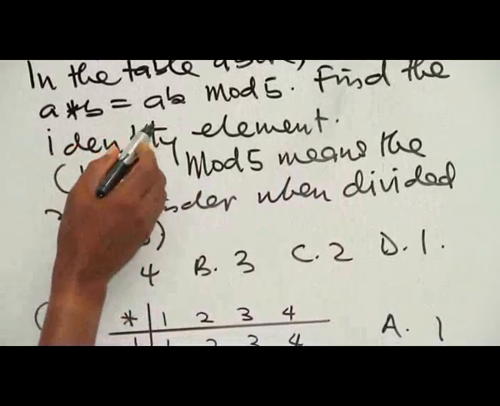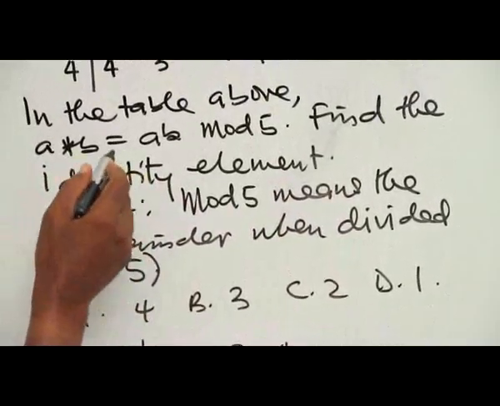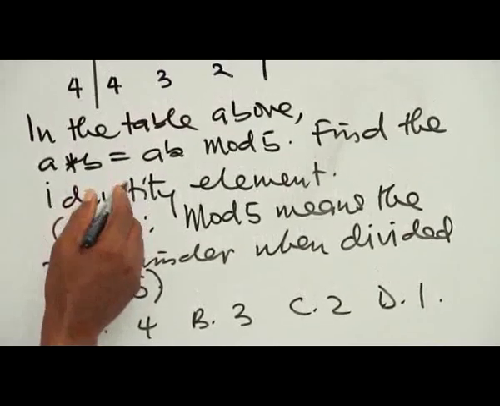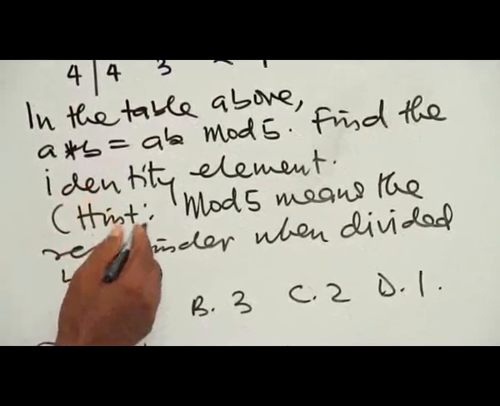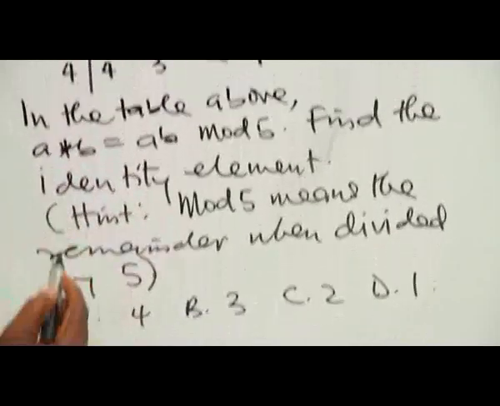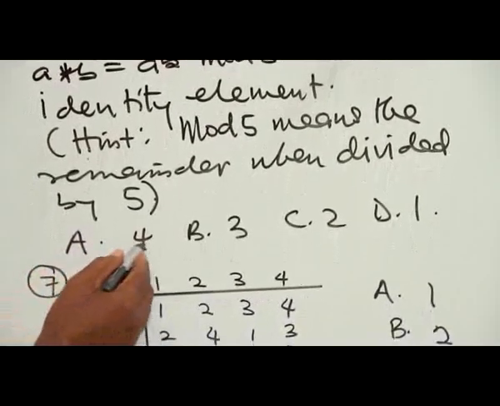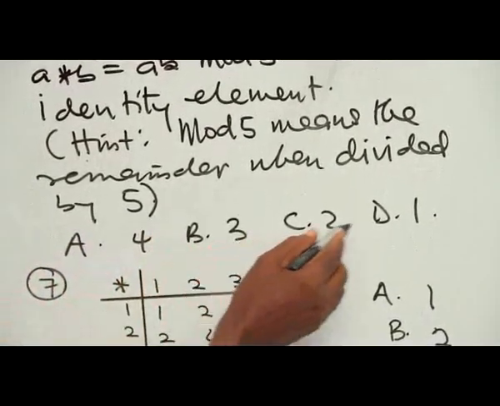So in this operation, A star B is equal to AB. It's like 2 times 1 is equal to 2. So what is the value of 2 modulo 5? Now, that is what we have in the question. At the end, the identity element is A, 4, B, 3, C, 2, and D is 1.